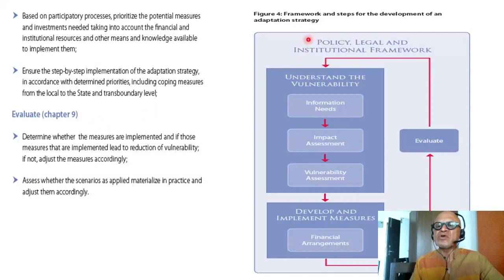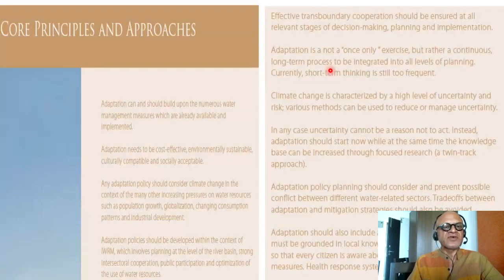So here is the framework and steps for the development of an adaptation strategy. Here we start with the policy, legal and institutional framework required for adaptation. Understand the vulnerability, so information needs, impact assessment and vulnerability assessment. We already talked about this a little bit. Develop and implement measures, so financial arrangements are needed, and then evaluate and come back to the iterative step of understanding the vulnerability with the previous steps. Okay, core principles and approaches.